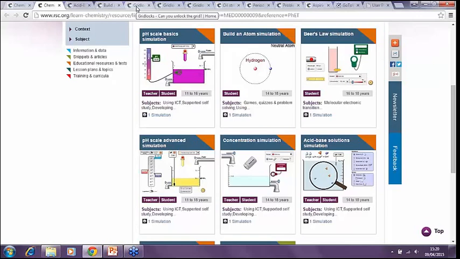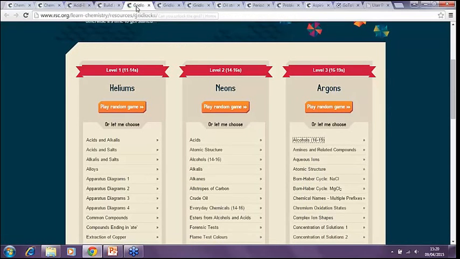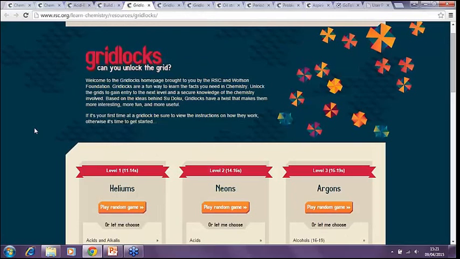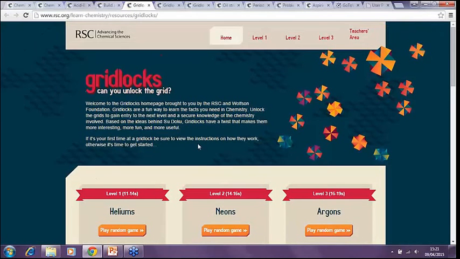Okay. So we also have a resource called Gridlocks. Now, Gridlocks, for those of you who like Sudoku, you'll be very good at this quite quickly, I think, because it's based on the ideas behind Sudoku, but with a chemistry twist.